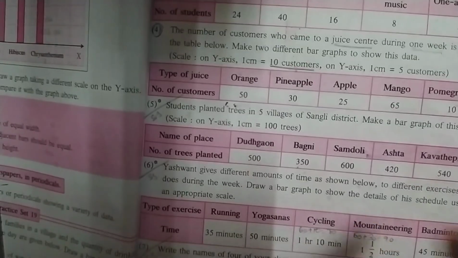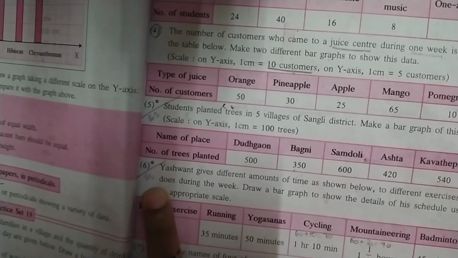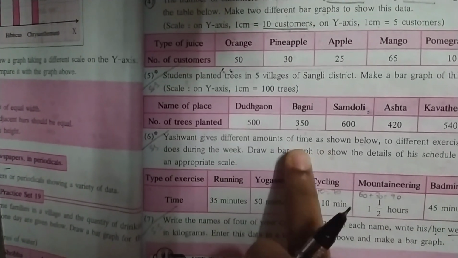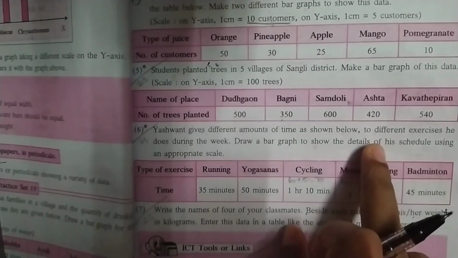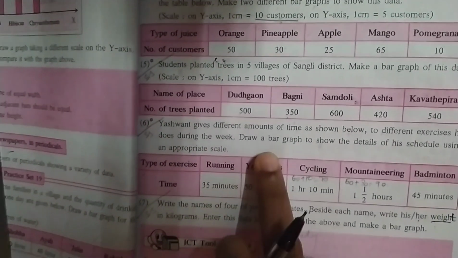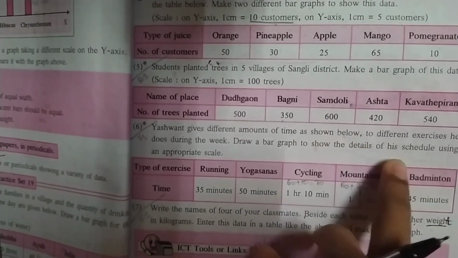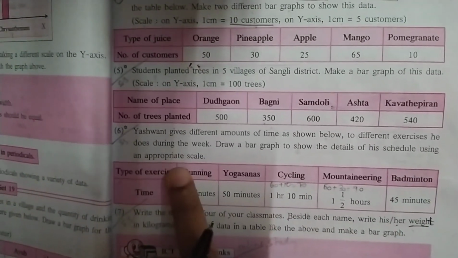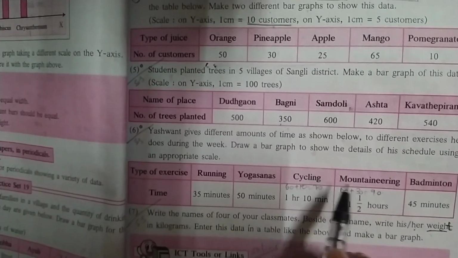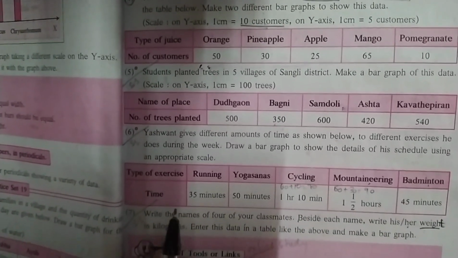Now let's move on to the last question of the lesson. That is the 6th question. Yashwant gives different amounts of time as shown below to different exercises he does during the week. Draw a bar graph to show the details of his schedule using an appropriate scale. Types of exercise: running, yogasana, cycling, mountaineering, badminton.